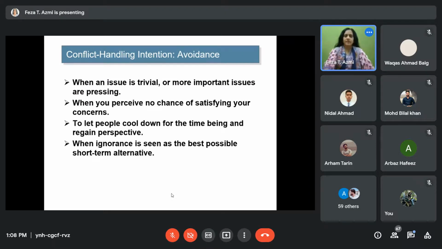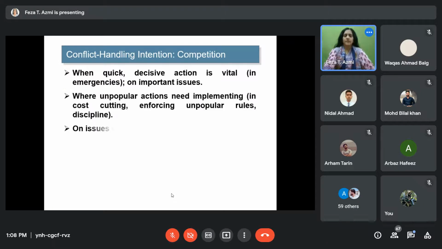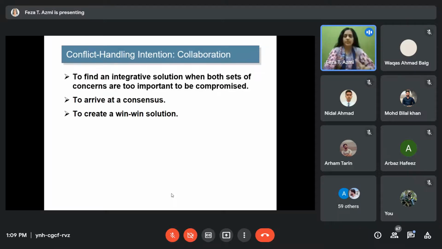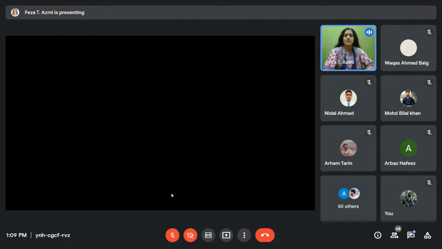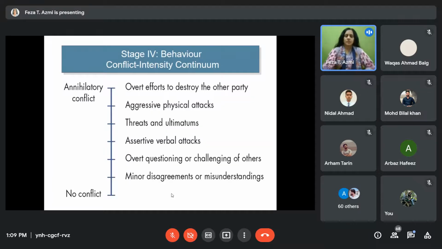Again, I have discussed this. When avoidance should be adopted, when accommodation should be adopted. So when harmony and stability are important over one's own interest, we can go for accommodation. Okay. Competing, when you know you are right, you can assert yourself. Collaboration, it's the best possible solution. It's a win-win solution, but it is not very workable. It may not be always practical. Compromise is by far the most practical solution. Most companies, most of the time, use compromise as a conflict handling strategy. So these are the different strategies.